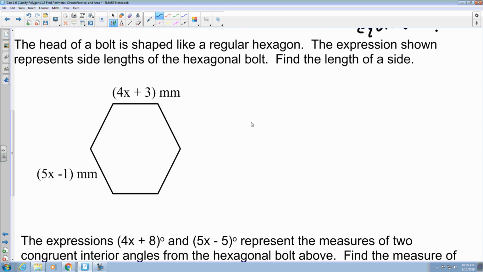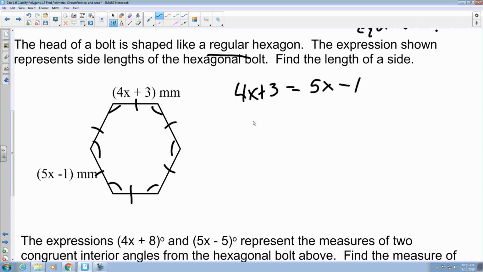All right. So here it says the head of a bolt is shaped like a regular hexagon. The expression shown represents side lengths of a hexagonal bolt. Find the length of the sides. So it's telling you that it's regular. Because they said it in the problem, that means that all the sides are congruent and all the angles are congruent as well. So because of that, 4x plus 3 is going to be equal to 5x minus 1.